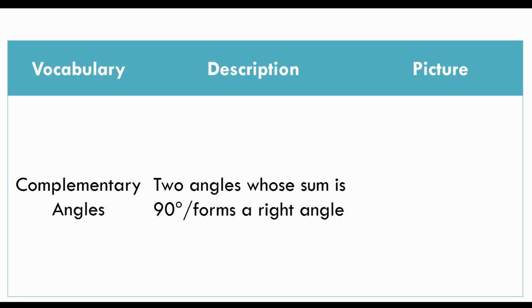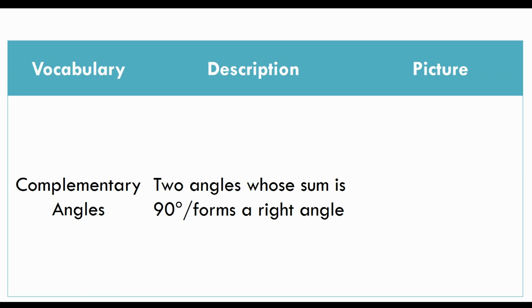So, complementary angles, what is that? It is going to be two angles whose sum is 90 degrees, or you can think of it as two angles that form a right angle. Because remember, 90 degrees is a right angle. So let's sketch a picture of what I mean. I'm actually going to draw two different pictures here.